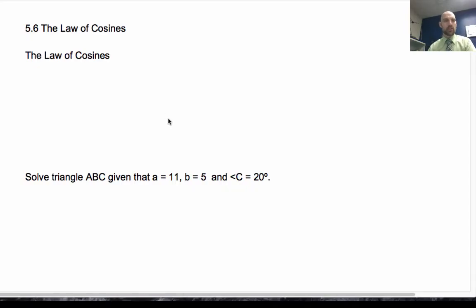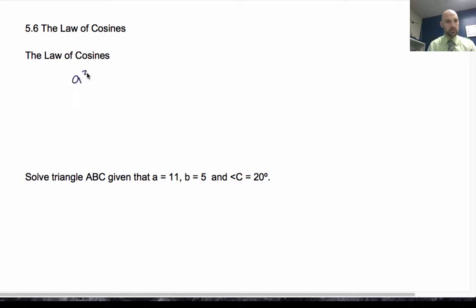Welcome back. Today we're going to talk about the law of cosines. Now, unlike the law of sines, which is really straightforward to remember, it's just the three fractions, the law of cosines is a little bit more complicated formula. But the good news about the law of cosines is there's a nice little pattern we can follow. So here we go.